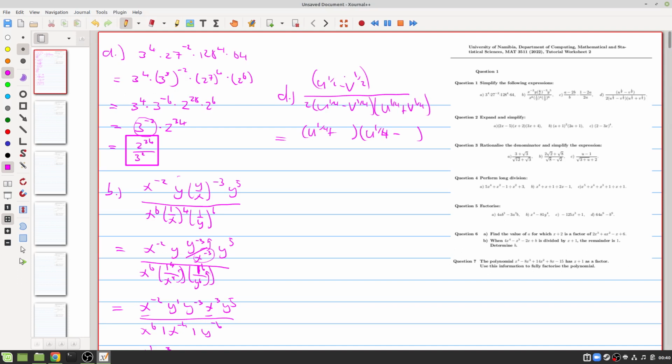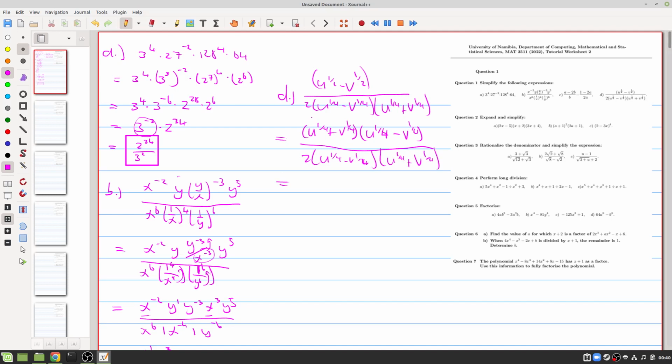And then the square root of the second thing. So the square root of v to the power half is v to the power quarter. And you can always check just by multiplying this out that you'll get this back again. So this all over u to the power quarter minus v to the power quarter, and then u to the power quarter plus v to the power quarter.